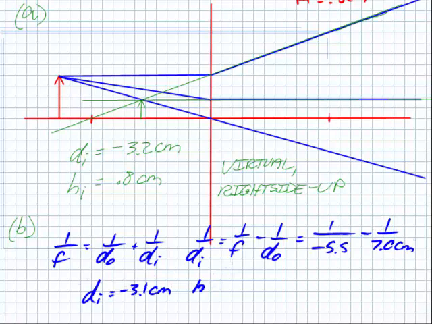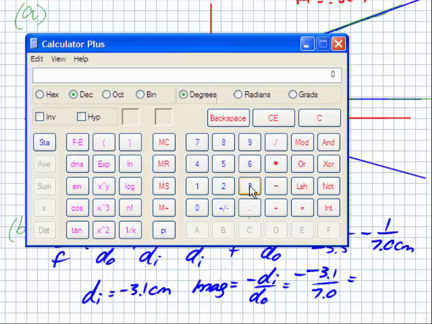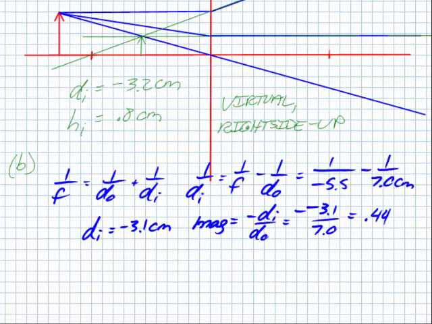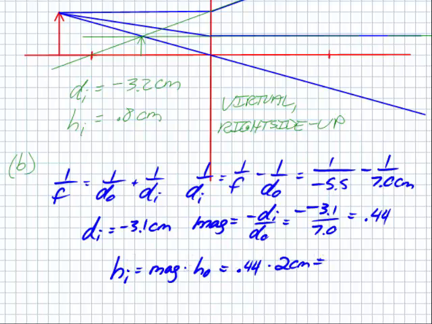The magnification is negative di over do. So we have negative of negative 3.1 over 7. 3.1 divided by 7 gives us 0.44. So in other words, the image is 44% the size of the object. And therefore, the height of the image is the magnification times the height of the object, 0.44 times 2 centimeters, and that is going to give us 0.88 centimeters.